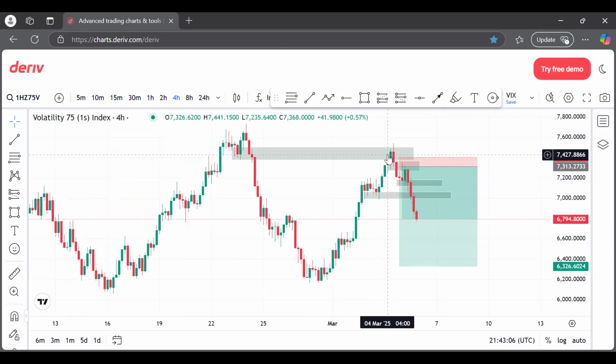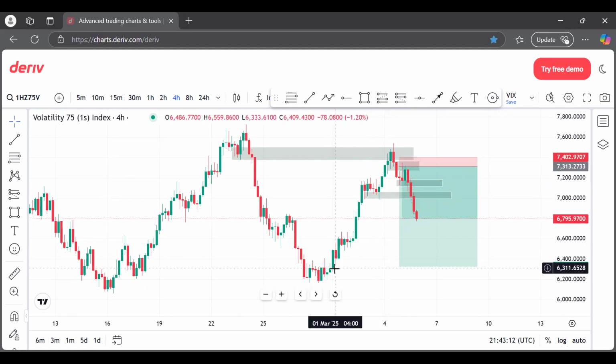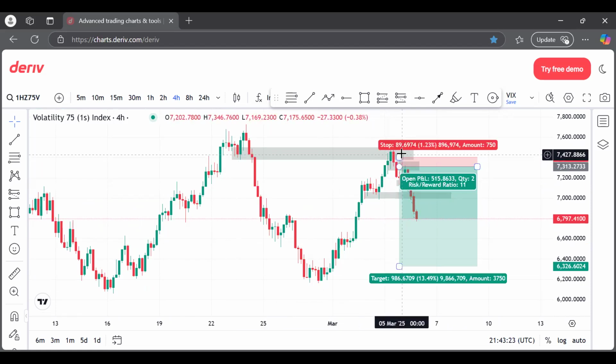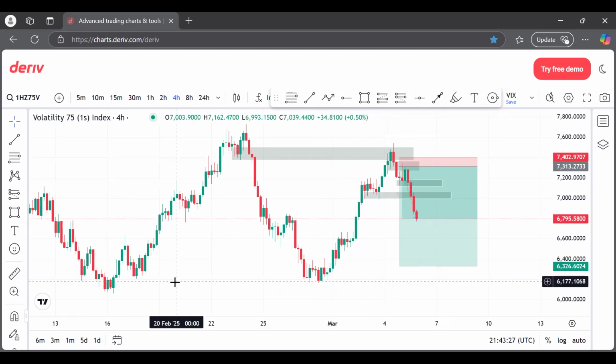So this one here is the one I bought. I bought it from here and closed it here, and that was because I had things to use money to do. But my TP was here. When it got here, I already knew this entry. That's why I entered, and I'm waiting for it here.